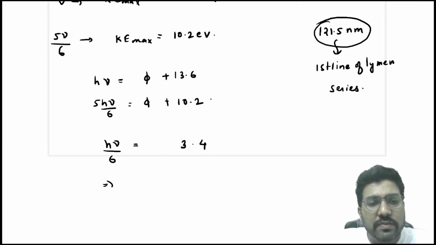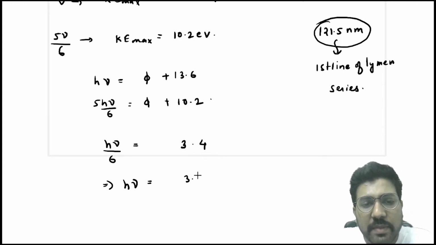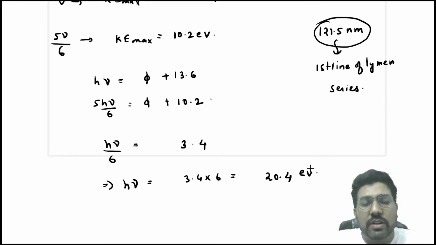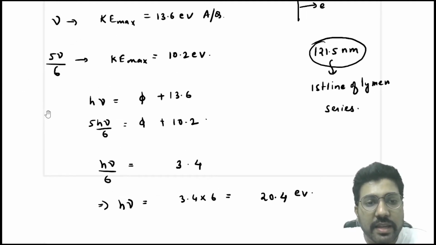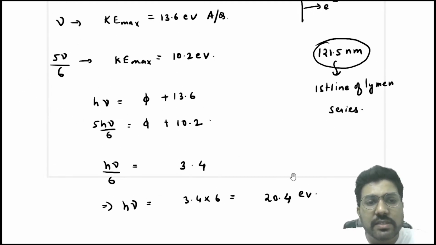So from this we will get h nu is equal to 3.4 multiplied by 6, and that will be equal to 20.4 electron volt. So from this you have got the value of the energy of the photon, and from this you can calculate the value of phi. I'll not do it further, you can do it yourself. You can calculate the value of phi, and you can also calculate the value of the frequency.